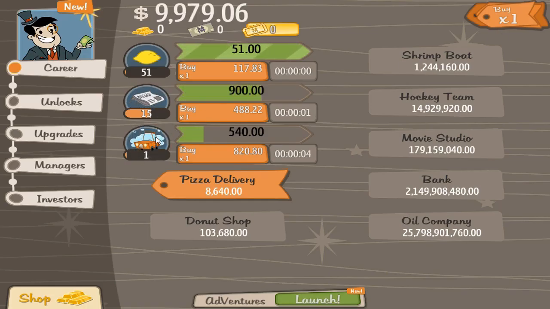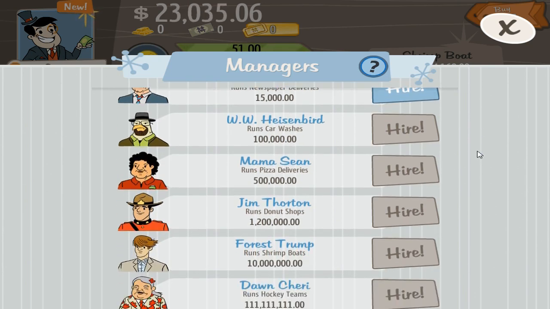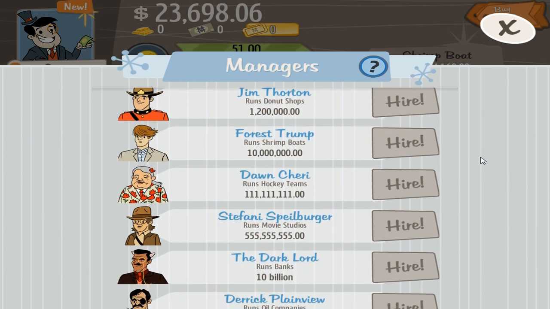Managers, of course, help us get more things done so we don't have to click it, which is really good. I'd like to save up for more managers because then I don't have to do anything. I can just let the money make itself. You know, just like real life, you invest in something and just let your money sit there. And usually your investment will give you a good profit.